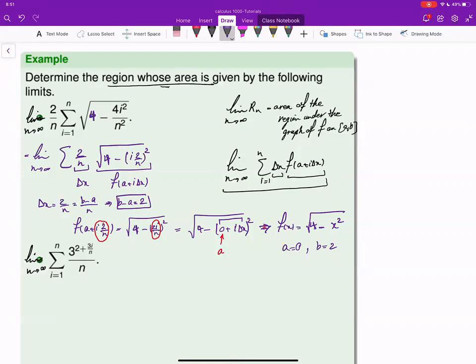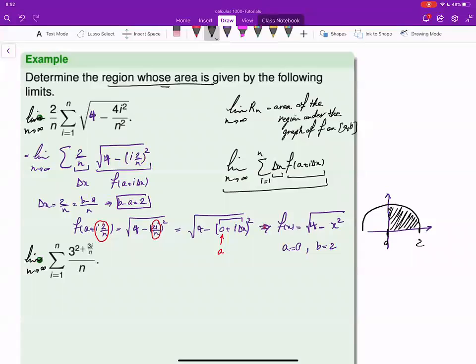So we have that graph, and we are looking for the area under it. That is basically the semicircle of radius 2 here, and we are going from 0 to 2 here. So this is the region, a quarter of a circle, that we are trying to find the area of.